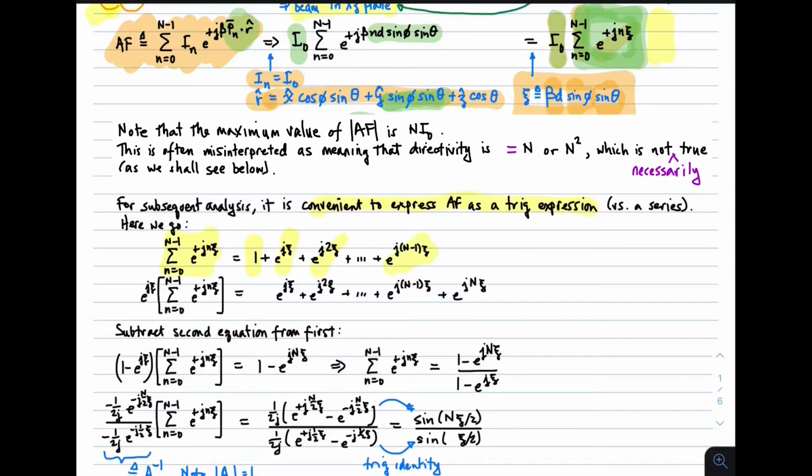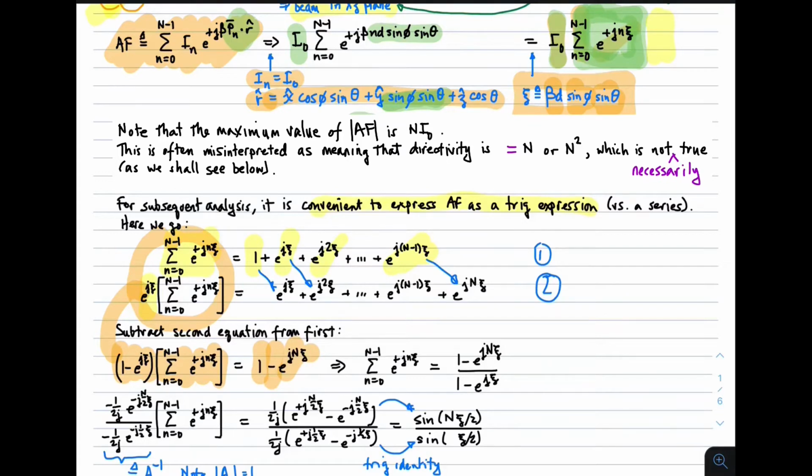Now we're going to look at that expression, and we're simply going to multiply it by e to the j xi. And what that means is that 1 will become e to the j xi, e to the j xi will become e to the j 2 xi, and so on up to e to the j capital N xi. So now we have two expressions, and we're simply going to subtract them. So when we subtract them, on the left, we get this expression, and on the right, we get simply 1 minus e to the j capital N xi.